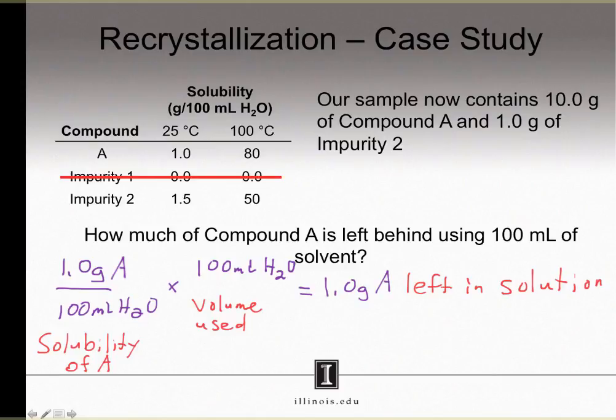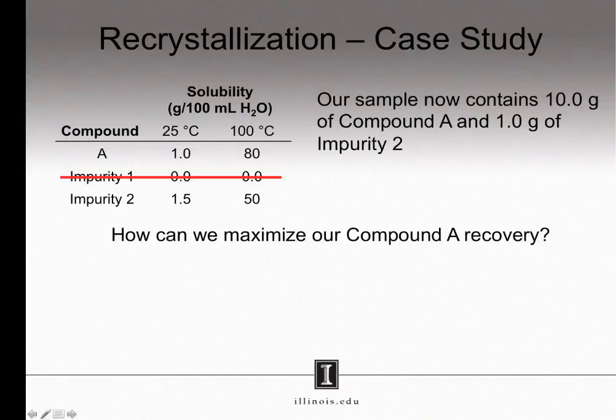But let's say I don't want to leave 1 gram behind. I want to minimize the amount of material that I cannot retrieve in this recrystallization. How can we do this? In other words, how can we maximize our recovery? Well, remember, there are 2 things we can do. We can try to cool our solution using an ice bath. Let's say we don't have access to ice or anything else that can chill our solution. What else can we do? We can also change the amount of solvent we use.